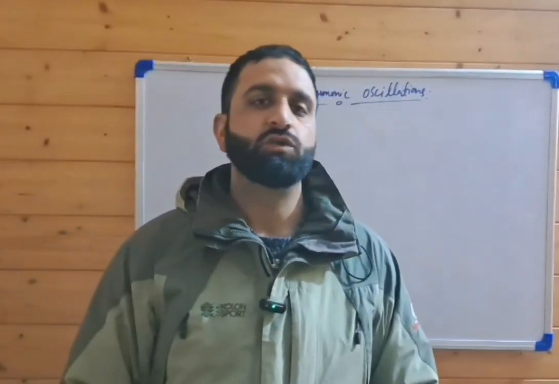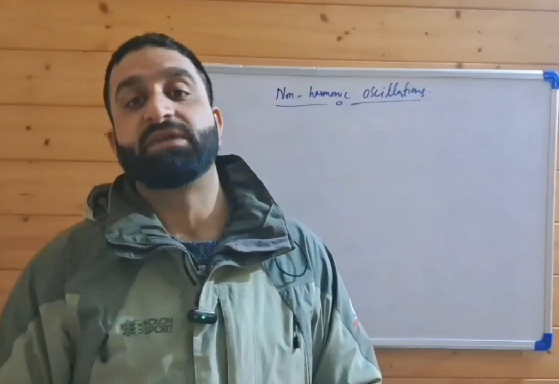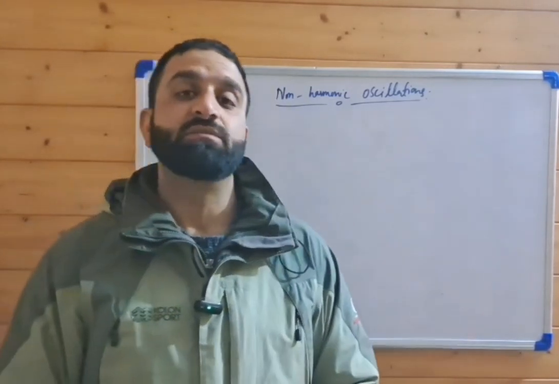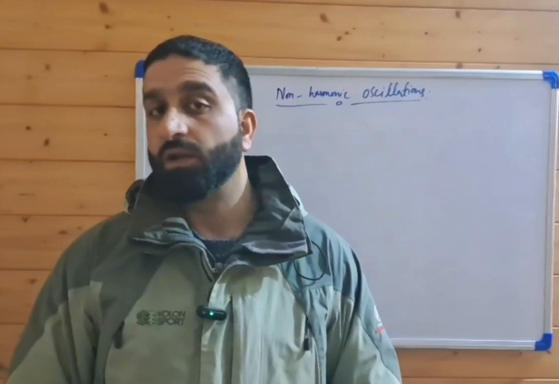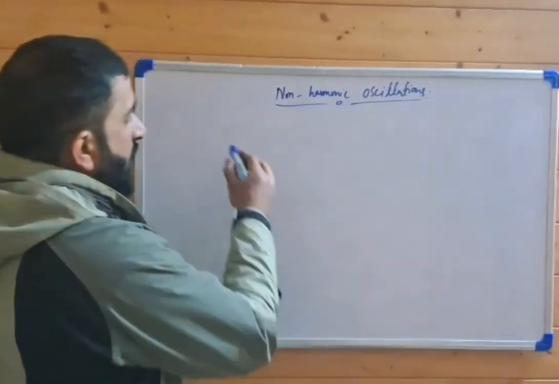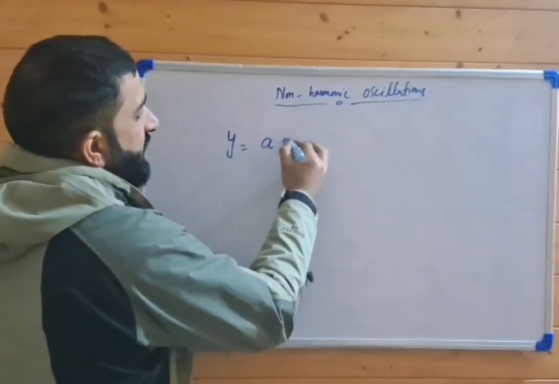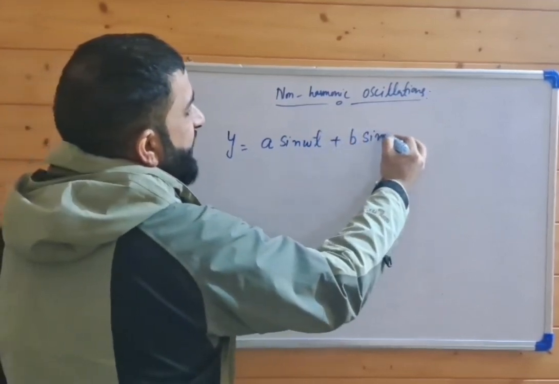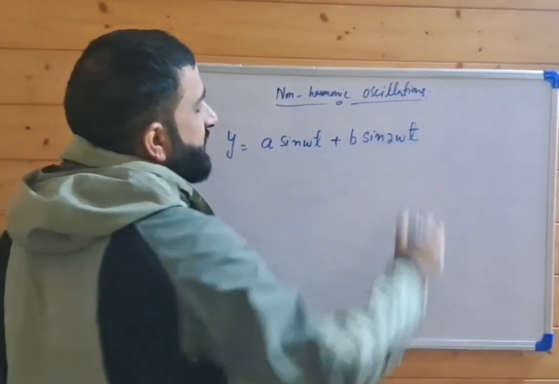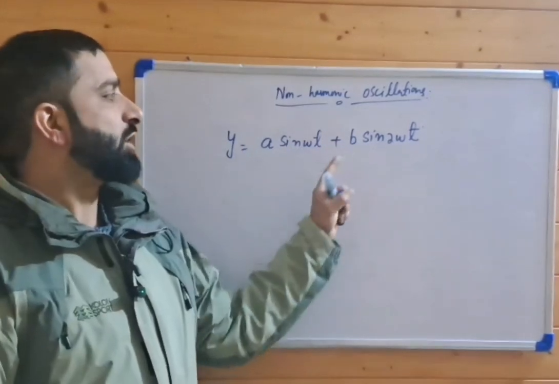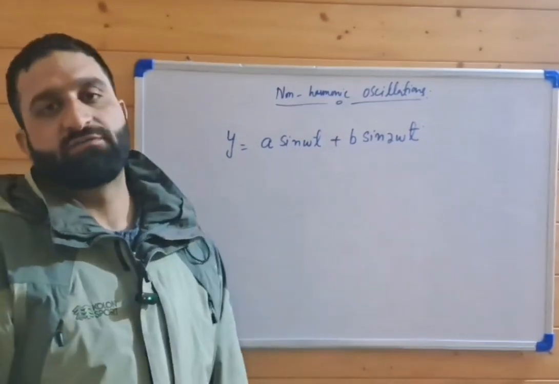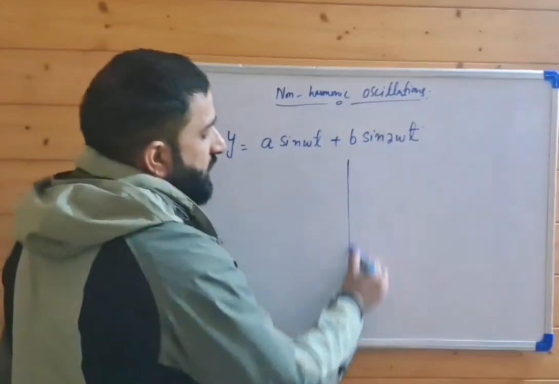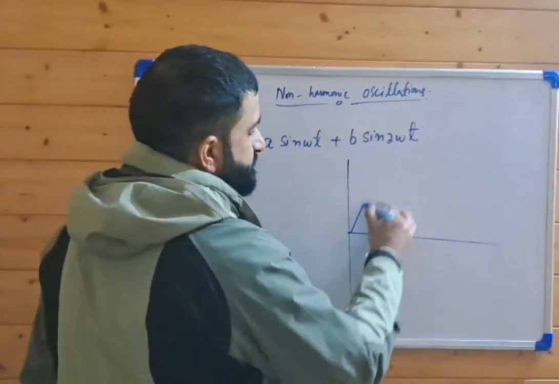Non-harmonic oscillations are those oscillations which can't be expressed in terms of a single harmonic function. Those can be expressed in terms of two or more harmonic functions. For example, if y is equal to a sine of omega t plus b sine of 2 omega t, this is expressed in the form of two harmonic functions. So this is a non-harmonic oscillation. The waveform is like this.